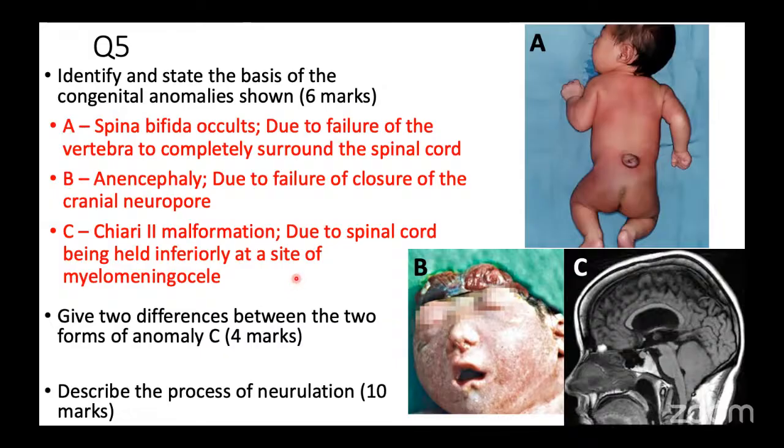In B, this is anencephaly. As mentioned, there's a lack of a brain, and this occurs due to failure of closure of the cranial neuropore. And then in C, here you have Chiari 2 malformation. This one occurs with not just the tonsils, sorry, but the cerebellum, the lobes of the cerebellum, and a bit of the brainstem. Chiari 1 is the one that's just the tonsils. Anyways, we'll see them in the next slide. And then part B, give two differences between the forms of C. That's what we'll look at. The last one we'll also look at in the next slide.